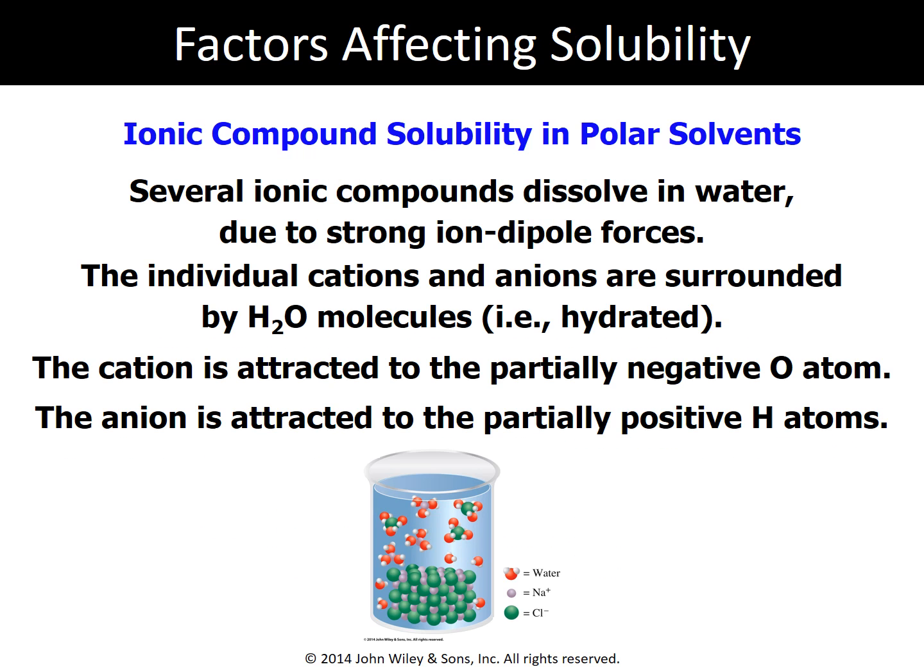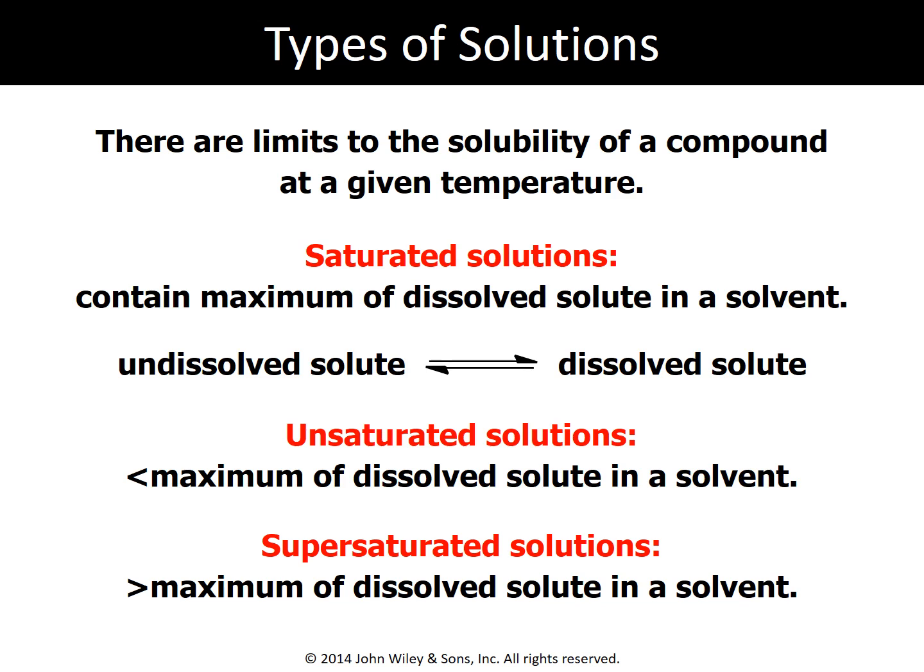So several ionic compounds dissolve in water and they end up separating due to their strong ion-dipole forces, which we talked about in the last chapter. So we can see that our cation is going to be attracted to our negative oxygen atom, and our anion is attracted to the partially positive hydrogen atom. So you can see here we have our green chlorine spheres being attracted to the insides of our water molecules.